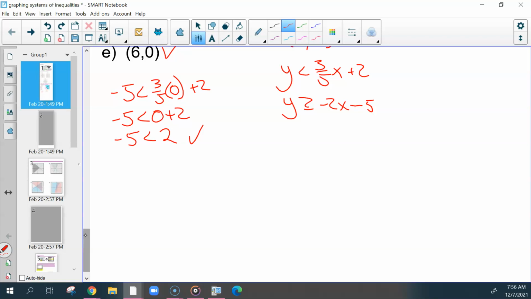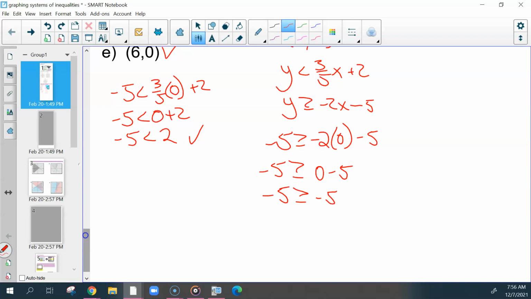And then the other one, -5 is greater than or equal to -2 times 0 minus 5. So this would be 0 minus 5, -5 is greater than or equal to -5. Is this a true statement? Yes. So because this works for both, we can say that this is a solution.